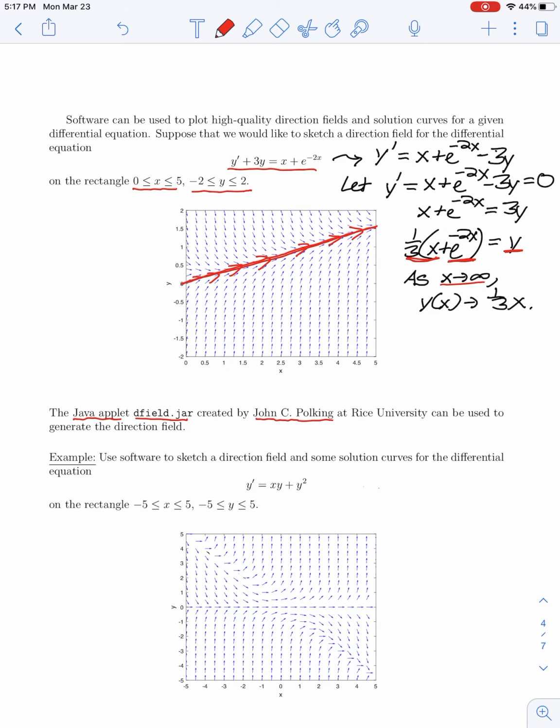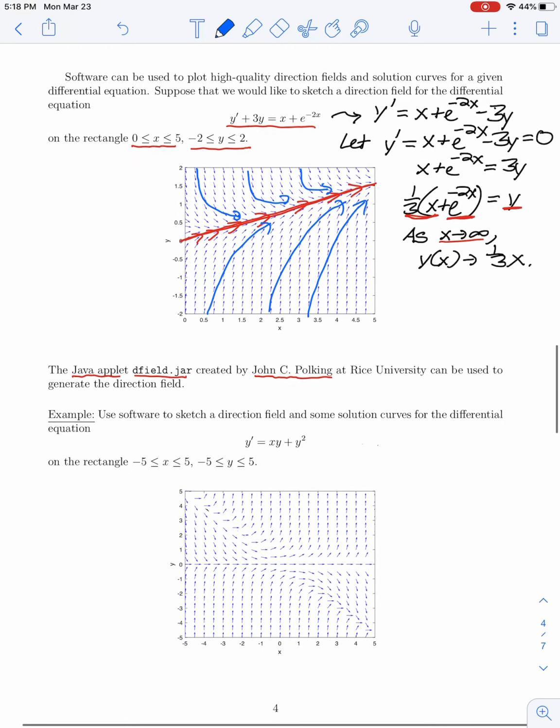So as x becomes large, y will keep increasing along that line, 1/3 x, and any solution which did not start on that line seems to be closing in on this line itself, if we follow our direction arrows. And using this Java applet that I mentioned, dfield, you can actually sketch not only these direction arrows, but also the little solution trajectories that I'm drawing in red or blue. And I can send out a little video illustrating how that app works separate from this current video.